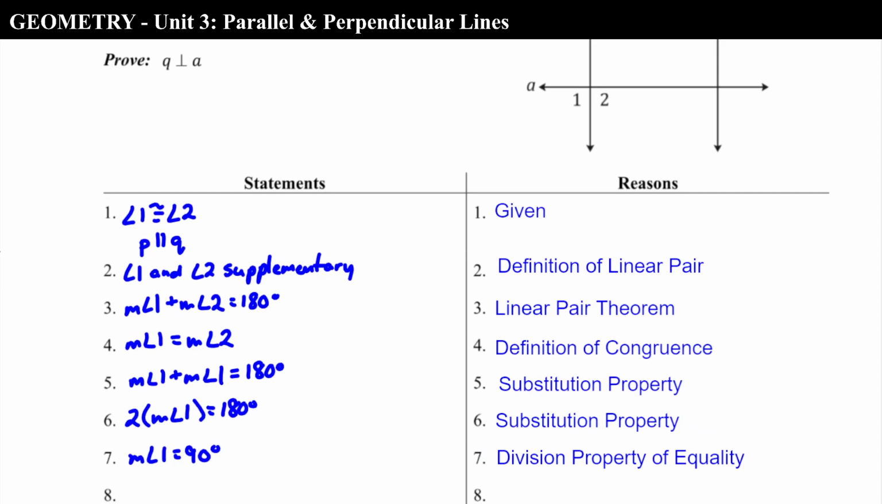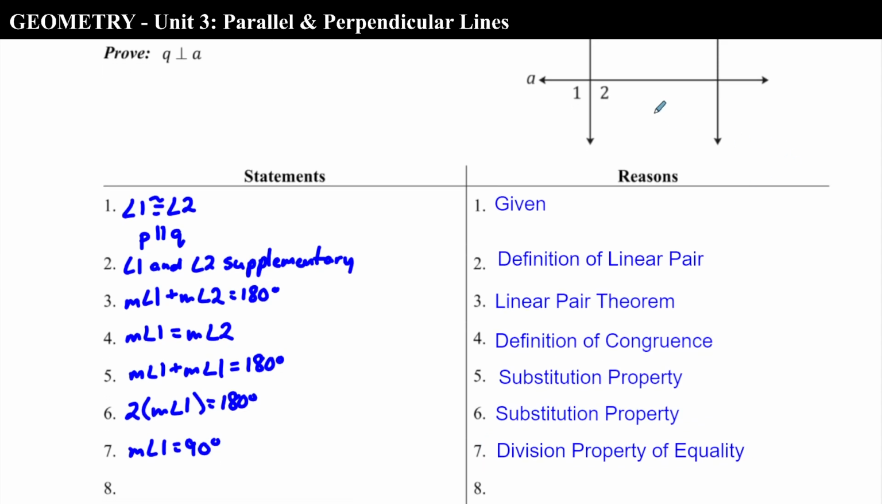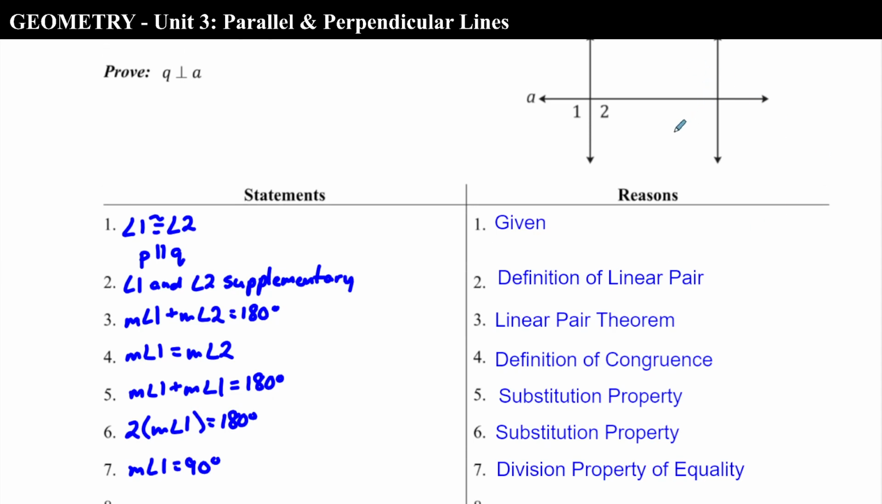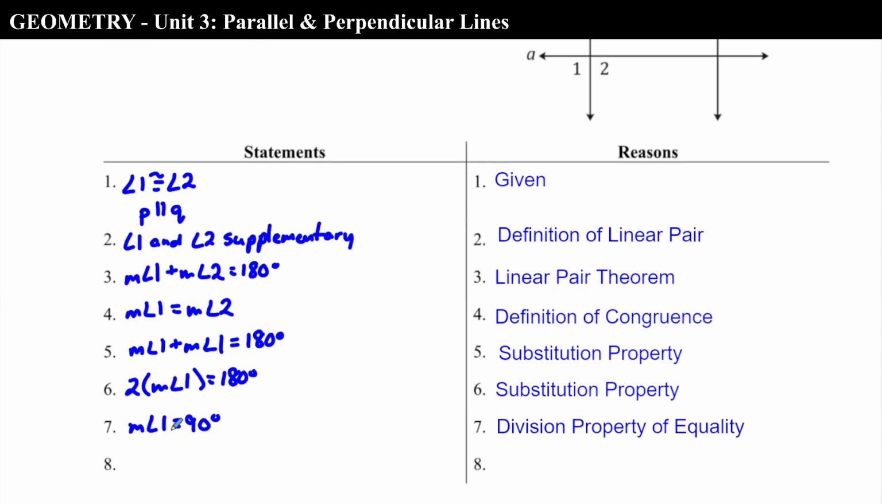And then finally, if the measure of angle 1 is 90 degrees, then we can say that A and Q are perpendicular, or Q and A are perpendicular. Because P and Q, we were told, were parallel. And the reason for this one is the perpendicular transversal theorem.